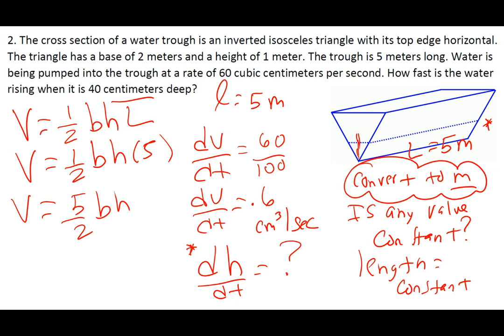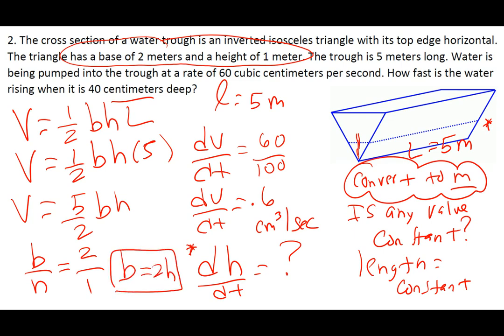The piece of information that I have not yet used is that this triangle has a base of 2 meters and a height of 1 meter. So I'm going to take that information and create a proportion. The relationship of the base to the height is 2 to 1. I'm going to cross multiply, and that is going to tell me that the base is equal to 2 times the height. That is what I need, because if I substitute that into my next slide, I am going to have a problem all in terms of H's. So I left myself room on the next slide to make that substitution.